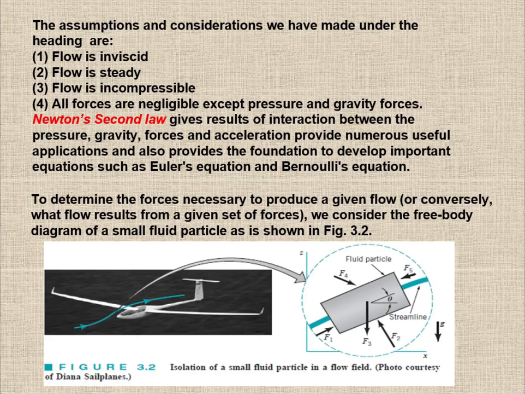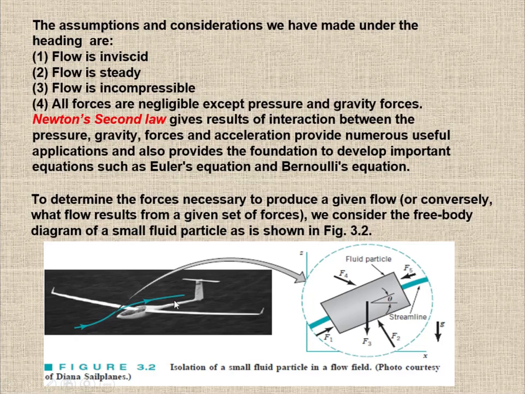Okay, so how do we apply Newton's second law under the consideration of the following assumptions? When we apply these forces, what happens? To determine the forces necessary to produce a given flow, or conversely, what flow results from a given set of forces, we consider the free body diagram of a small fluid particle as shown in the figure.